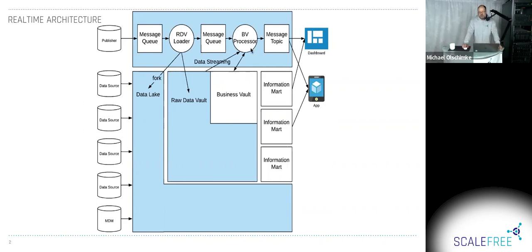So the business vault processor will also take the message and now produce the message for the dashboards or for the apps, and then send this message via the message topic to all the subscribers here. And that's why we use a message topic here, right? And if that works, you could essentially put your dashboard on top of the message and just, for example, display the results essentially in real time.